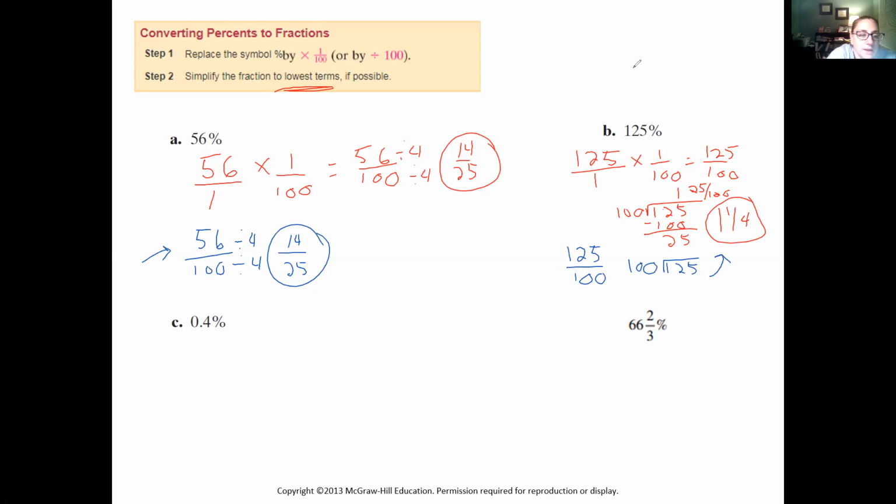All right, now for C, we have 0.4%. So you have 4/10 as your percent this time. So we would drop the percent and leave the fraction. So 4/10, and we would do times 1 over 100. This is different than the others because this was 56 over 1, 125 over 1, but this is an actual fraction, 4/10. Then 4 over 1,000, which can reduce, and you would get 1 over 250.